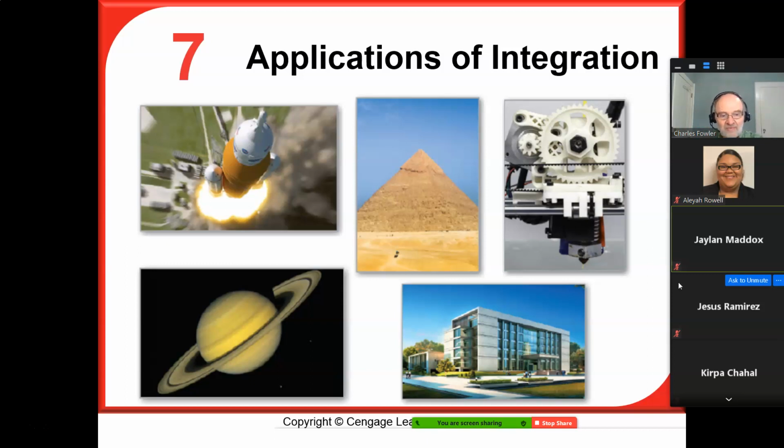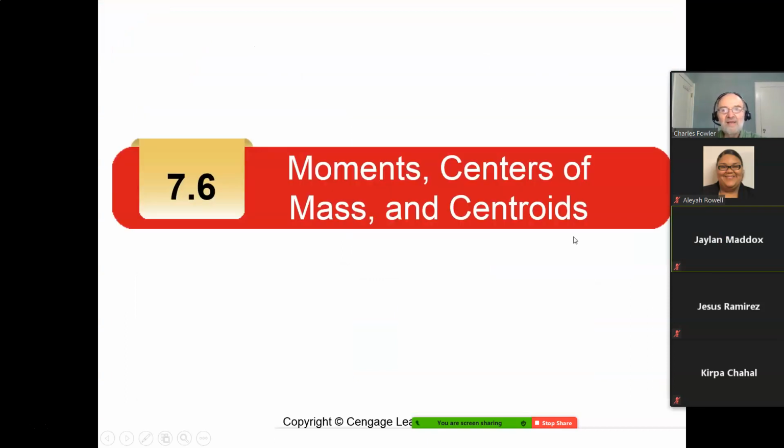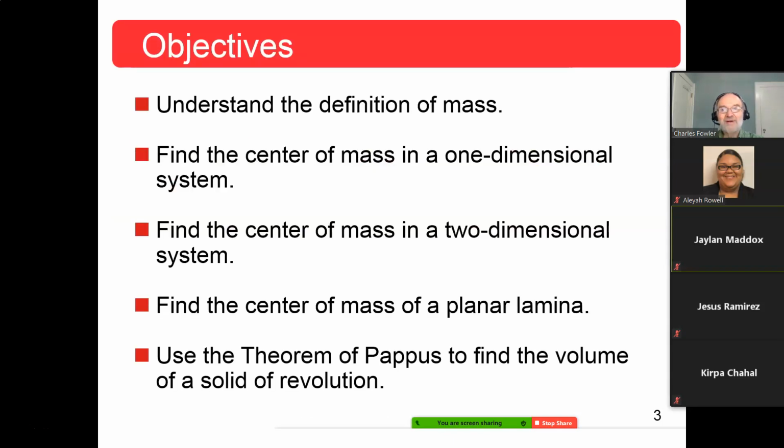This is Applications of Integration, Chapter 7, and it won't advance until I touch the screen. Okay, and 7.6 is Moments, Centers of Mass, and Centroids. Now, some books really drag this out. This book moves this along pretty well, so we're going to try to go with the book. Okay, though it does have a lot of objectives here.